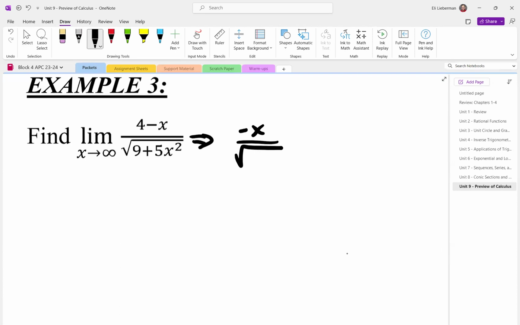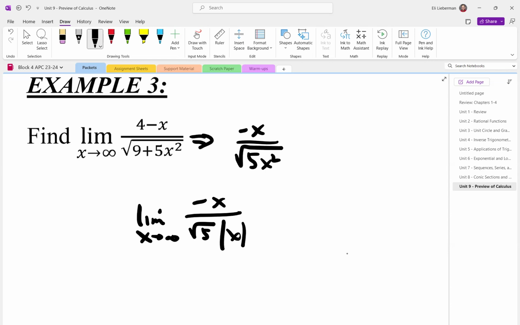So it's negative. So it's negative x over √5 times absolute value x. And then you can plug in infinity. So you get negative infinity over √5 times infinity. And then can't the infinity cancel? So it's negative 1 over 5. Well, it's negative 5 over 5. Is either one okay? Are we good with this?